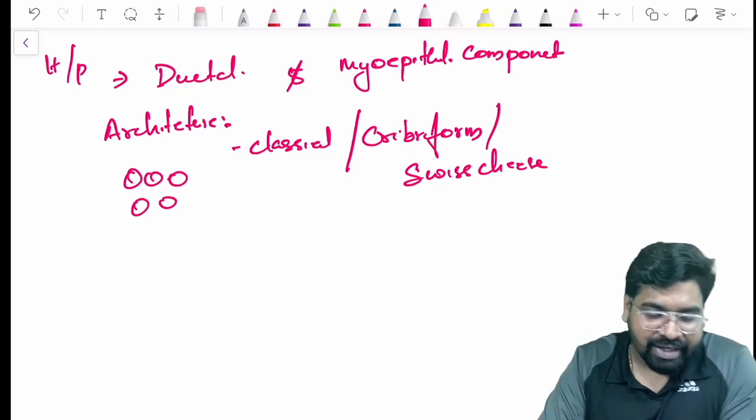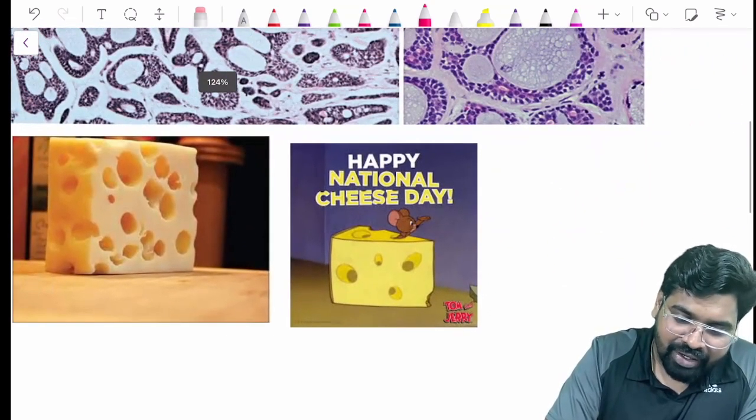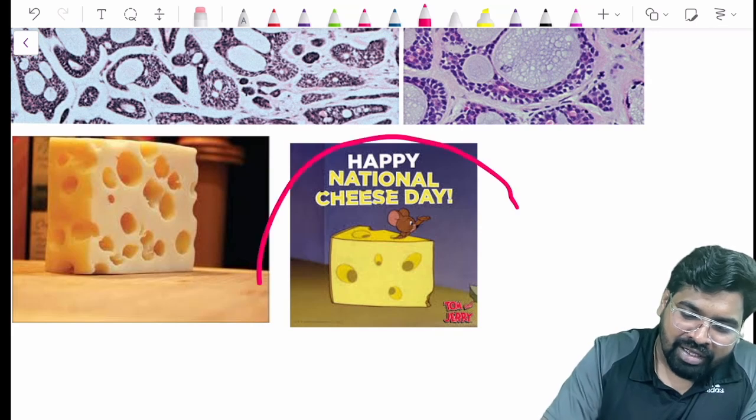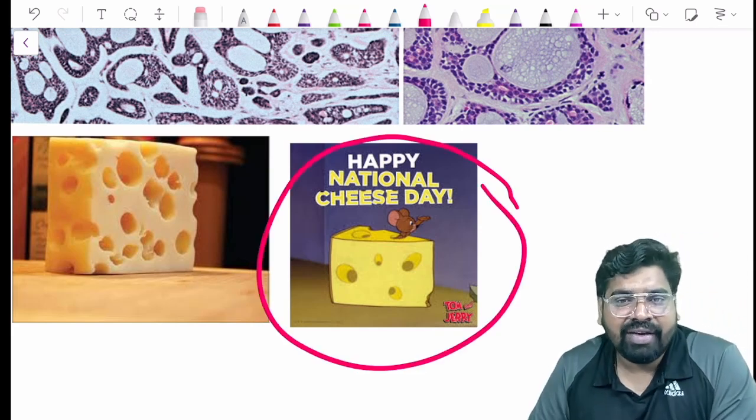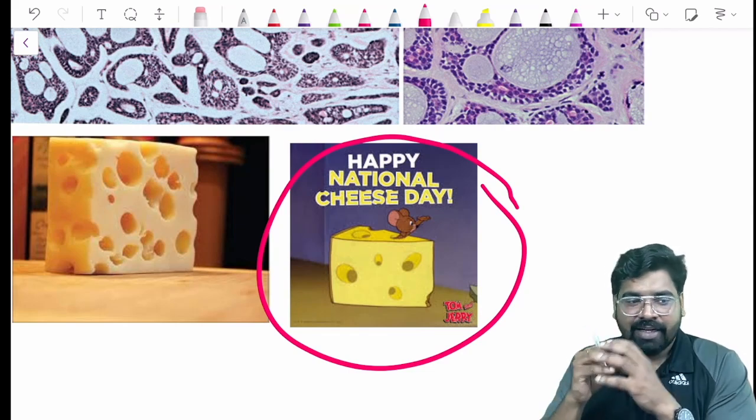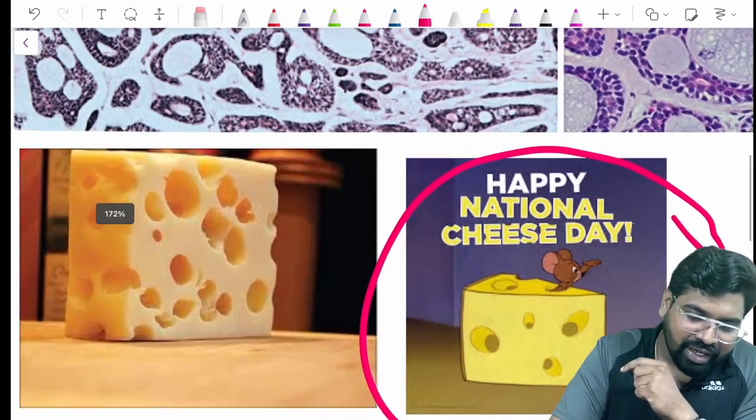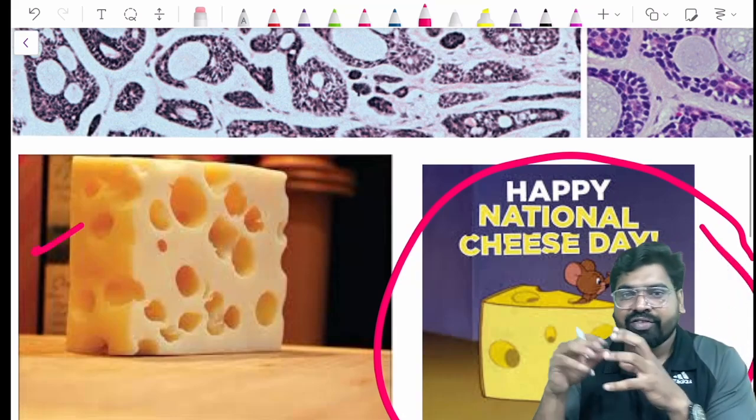It has holes in it. I will show you the image. Okay, I hope you saw this video, Tom and Jerry, and you see where Jerry is sitting. He's sitting in the hole of that cheese. That is Swiss cheese, where you have so many holes.